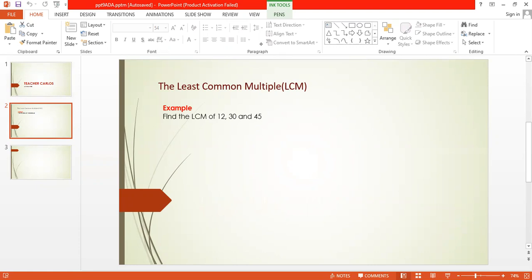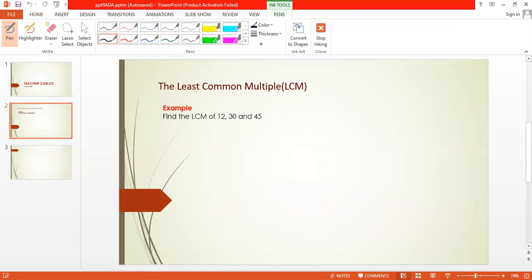What will you think about? The least common multiple: a number that 12, 30, and 45 can go into completely without a remainder. What are we going to do? These are the steps we are going to use to get the LCM of 12, 30, and 45.